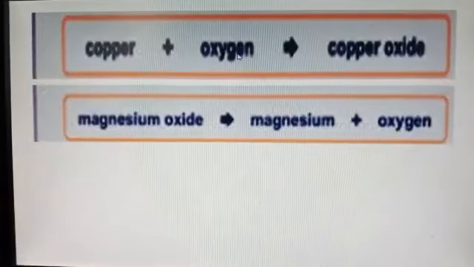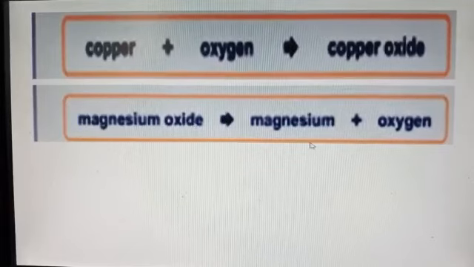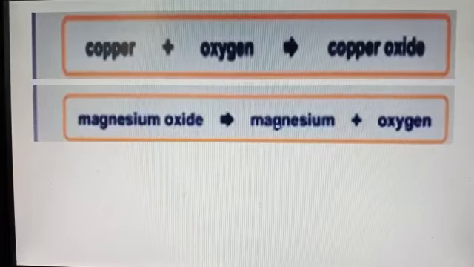Copper plus oxygen gives copper oxide. Here copper and oxygen are the reactants, then there is the arrow, and this is the product, because it is on the right side of the arrow. Next, magnesium oxide is the reactant, which gives magnesium plus oxygen. On the left of the arrow is magnesium oxide, that's why it is the reactant. On the right of the arrow there are magnesium and oxygen, so these are the products. So there are 2 products for this.